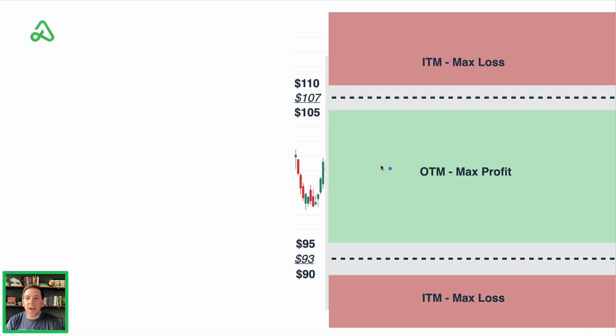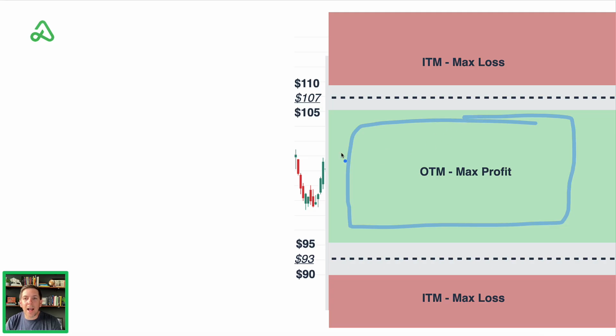Ultimately, we want the iron condor, or the stock itself, as it trades and gets through expiration, to stay in this zone. This is called our out of the money zone. This is our max profit zone.